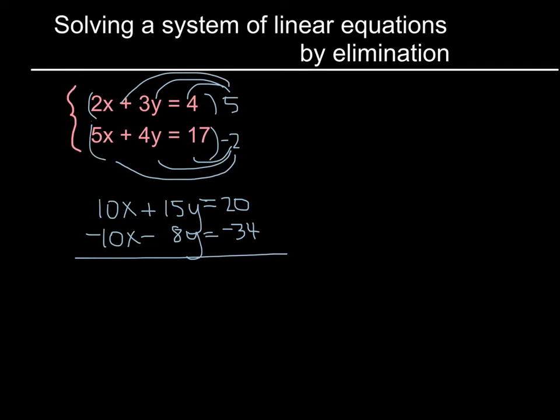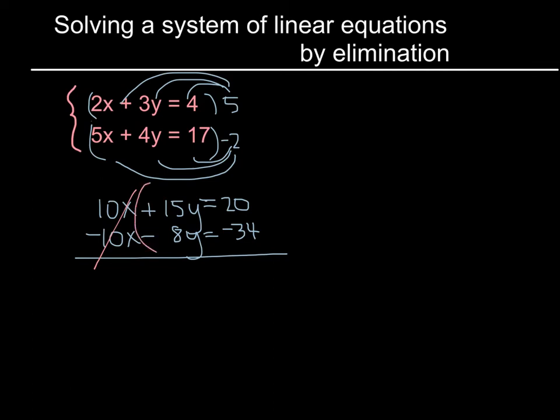So after I distributed, again, what was the point of distributing? The point of distributing was so that my x's or my y's, but for us, my x's, were going to cancel. So now they are exactly the same, and 10x and a negative 10x drop out. They cancel out. They're gone.